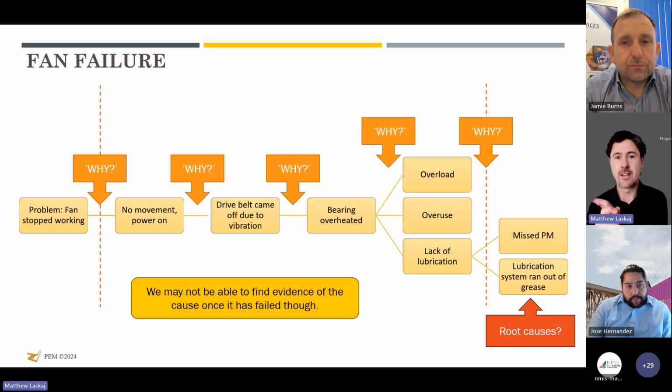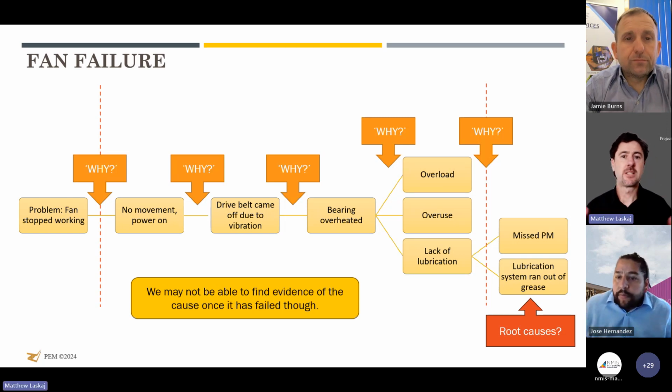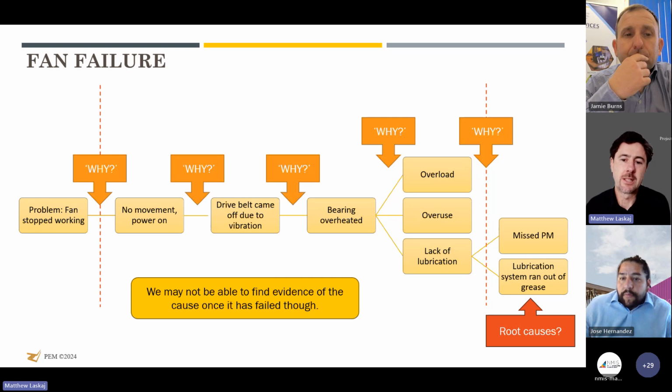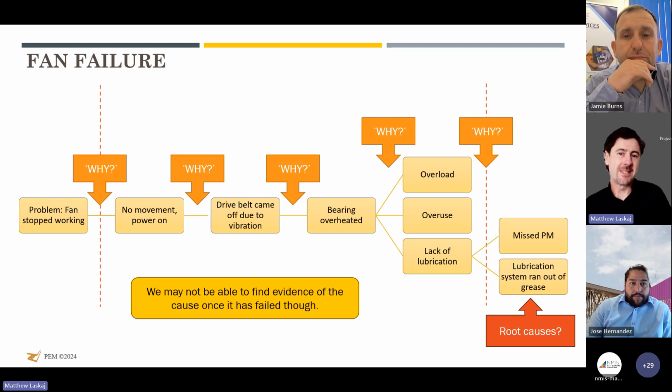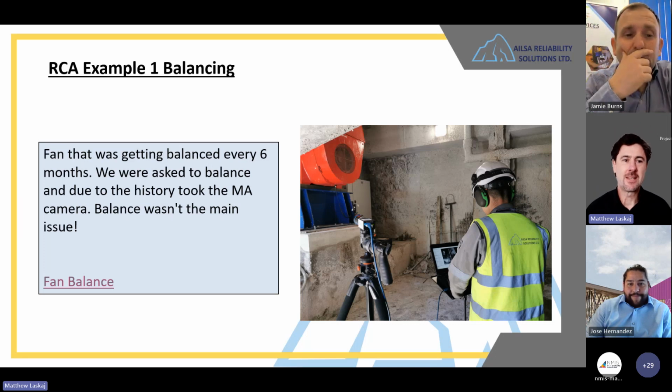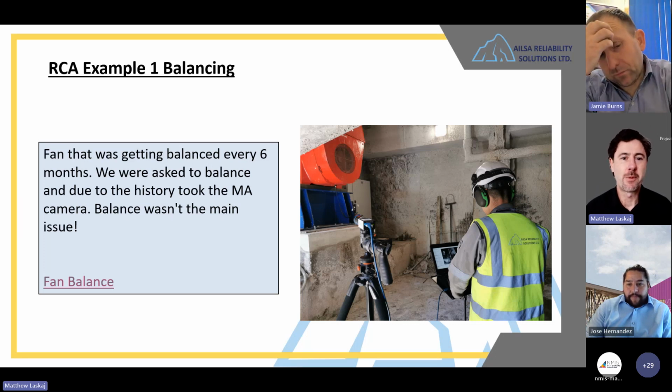But as Jamie mentioned earlier, what if we could gather the information before the functional failure so that we can actually get a more accurate analysis rather than just after the fact? So there's some of the formal procedures, some of the systems from that root cause analysis. So how do we maybe link this back into reality? So I'm now going to hand over some analysis to Jamie's expertise or experiences. And the first one, Jamie, is balancing. This is a pretty common one, isn't it?